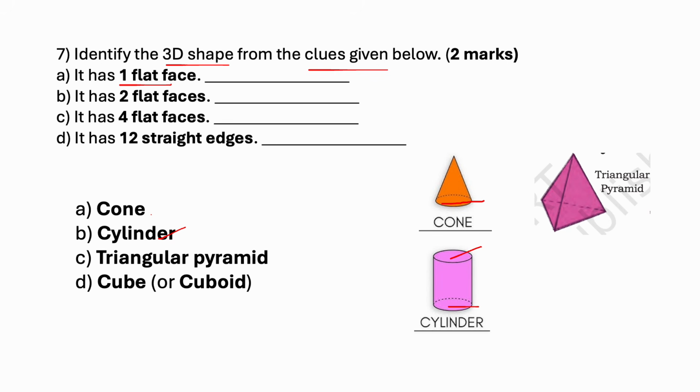The next one, it has 12 straight edges. See this cube, how many edges are there? 12 edges. Top we have 4 edges. 1, 2, 3, 4. Then bottom 4. 1, 2, 3, 4. Then side 1, 2, 3, 4. So total 12 straight edges. So this is a cube.